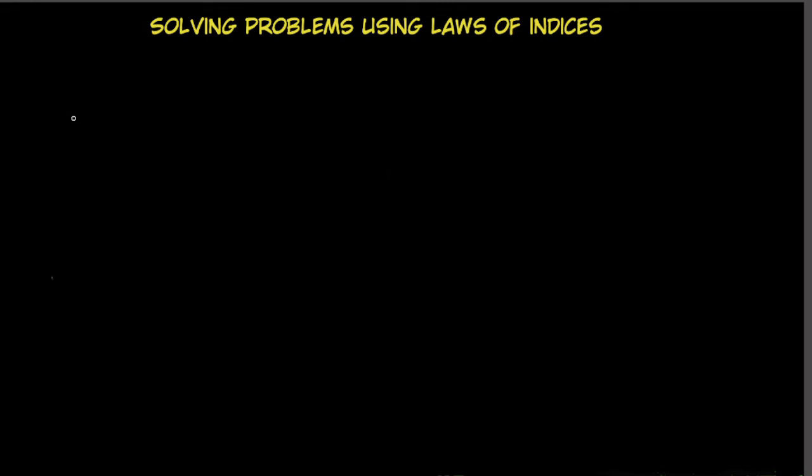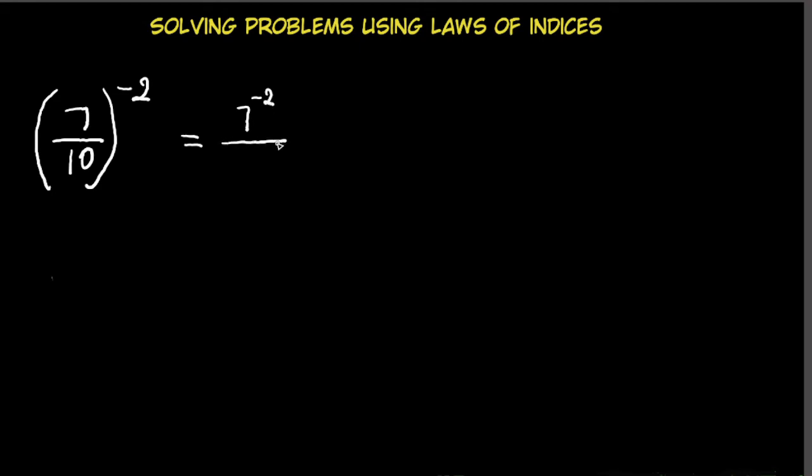In this case, we have 7 over 10, all in bracket, raised to the negative 2 power. Now, as before, we know that the negative 2 is distributed to both the numerator and the denominator. Let's go ahead and distribute. So this would be 7 raised to the negative 2 power being divided by 10 raised to the negative 2 power.